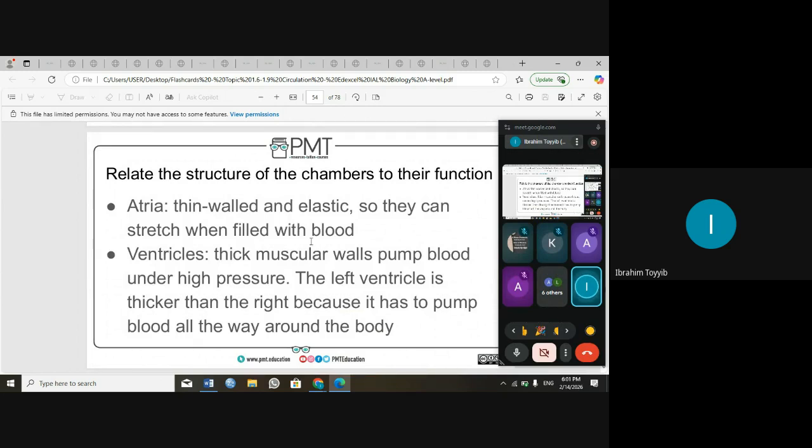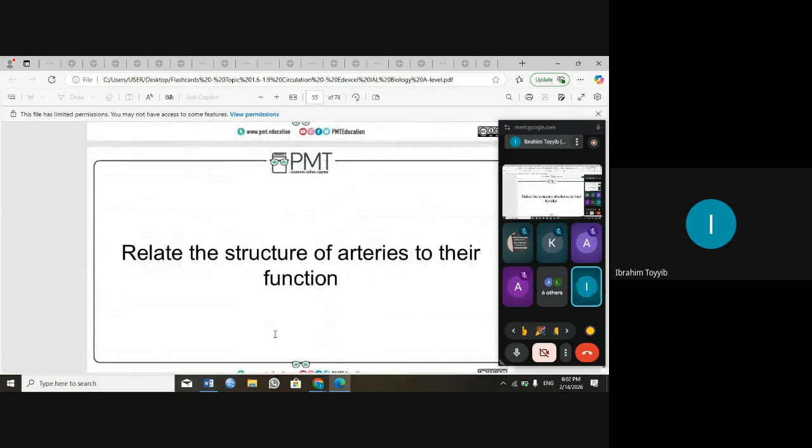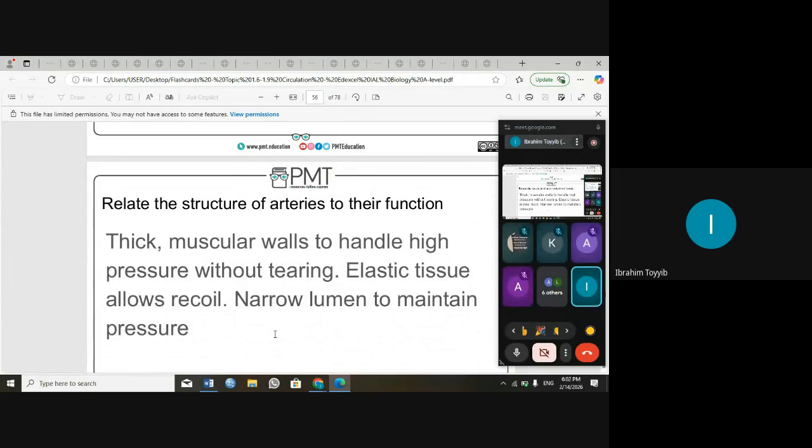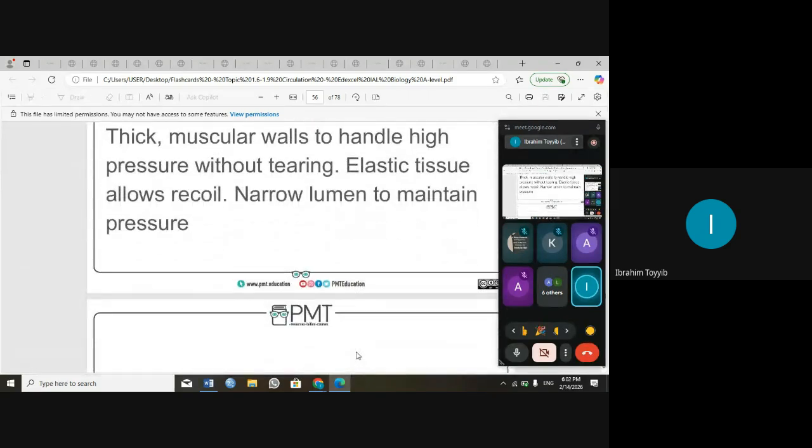So we also relate the structure of the chambers to their function. Atria have thin, elastic walls, so they can stretch when filled with blood. Ventricles have thick muscular walls to pump blood under high pressure. The left ventricle is thicker than the right because it pumps blood throughout the body. Atria have a narrow lumen, while veins have what? Large lumen.